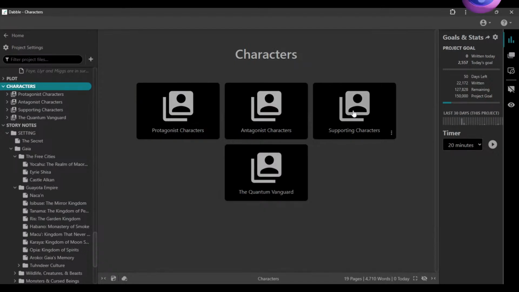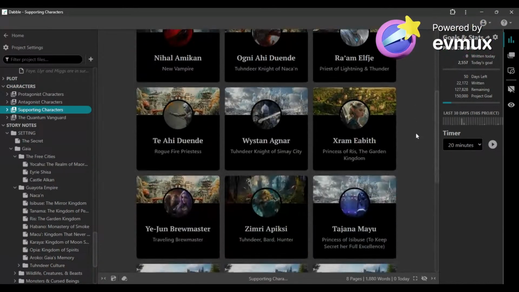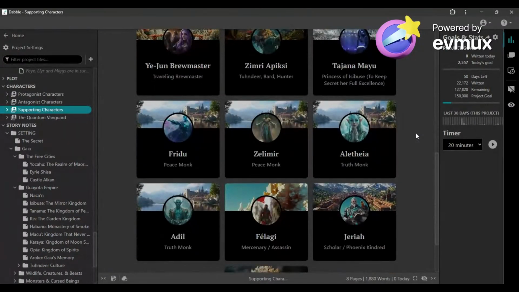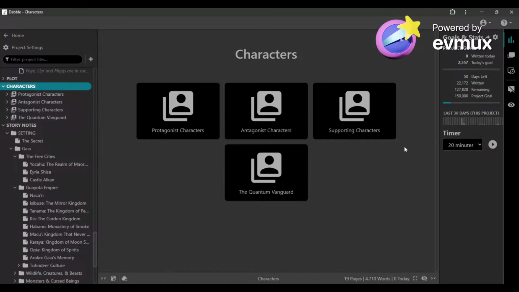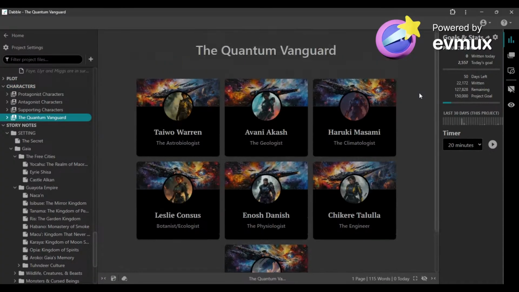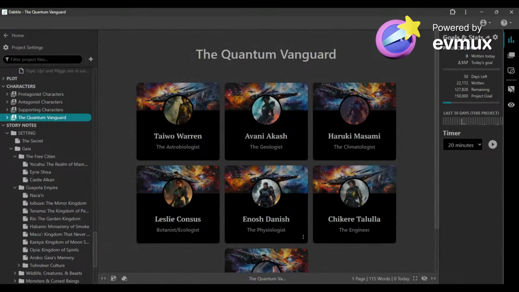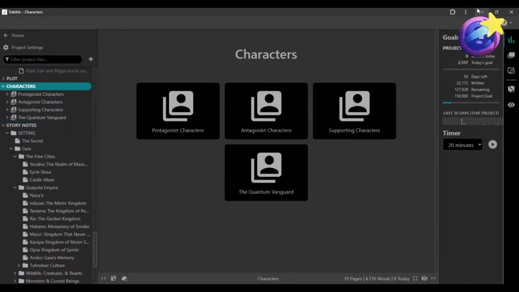And if we go into our cast of supporting characters, well, then things get a lot deeper. And a special treat for Maggie in particular, the Knights of the Quantum Vanguard, who will have their own novella and appearances in short stories in upcoming publications.